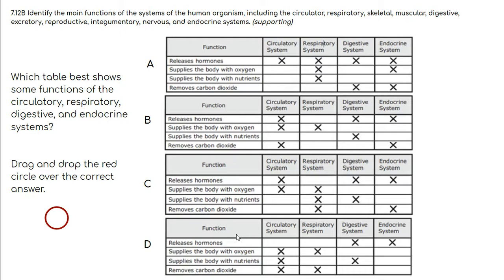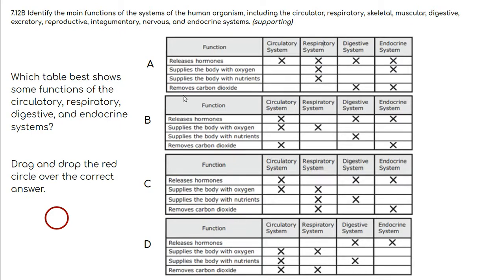Our task today is to identify the main functions of the systems of the human organism, including the circulatory, respiratory, skeletal, muscular, digestive, excretory, reproductive, integumentary, nervous, and endocrine systems. For your starter, which table best shows some functions of the circulatory, respiratory, digestive, and endocrine system? We're going to drag and drop the red circle over the correct answer.